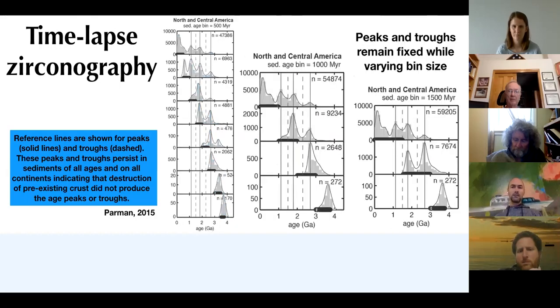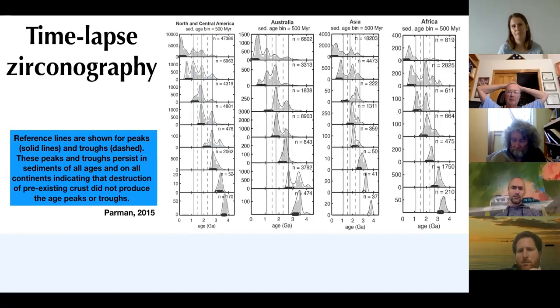And Steve then tries different bin sizes. So we've got 500 million years here, we've got 1,000 million years, and then we've got 1.5 million years. And it doesn't matter with these three bin sizes, the peaks and troughs stay in the same location. So this looked pretty good, and doesn't matter which continent you look at, that it all holds pretty well true.